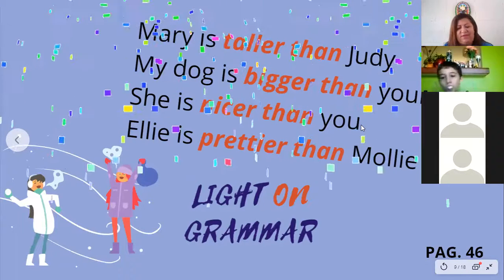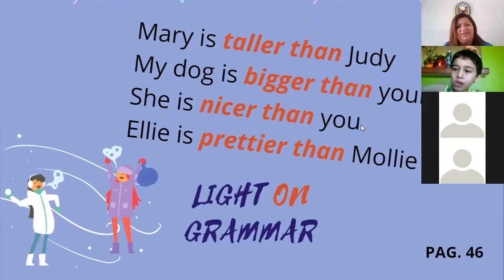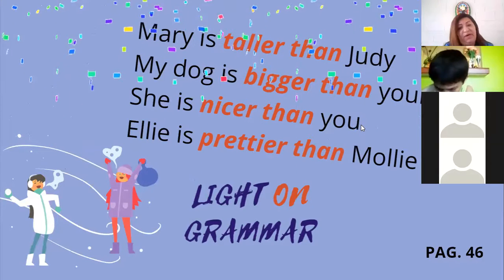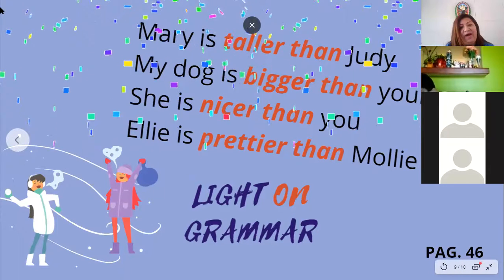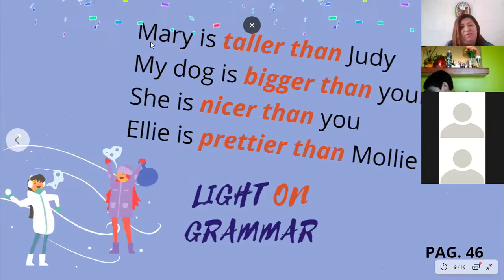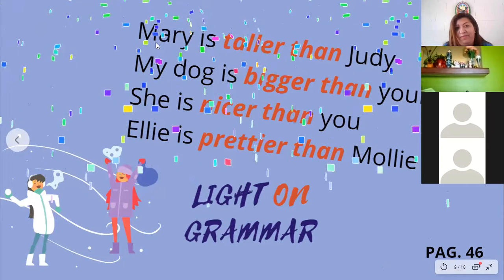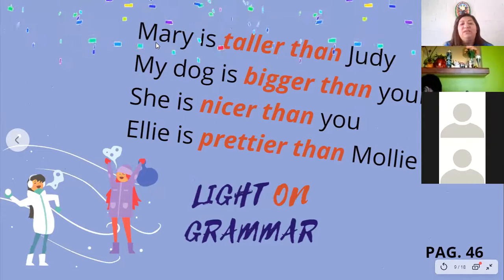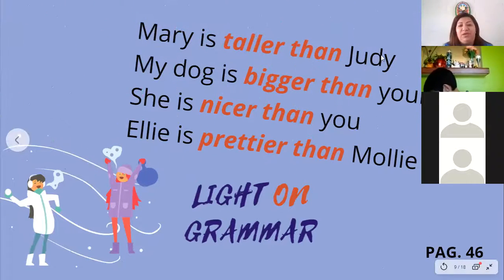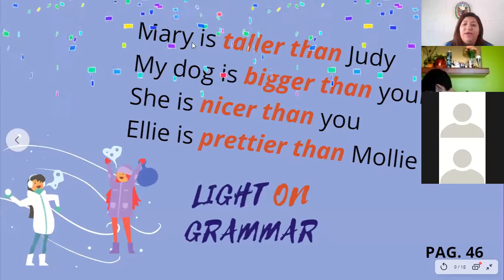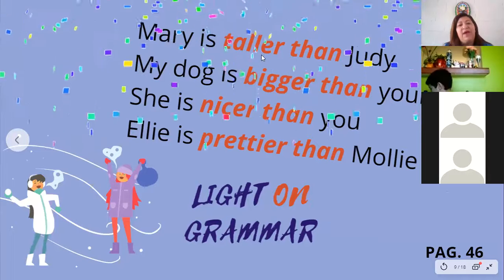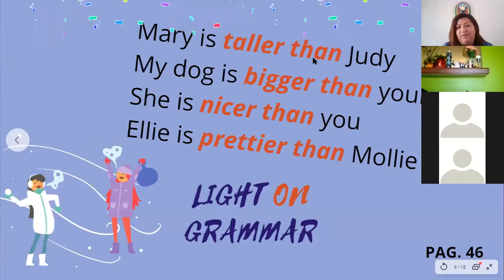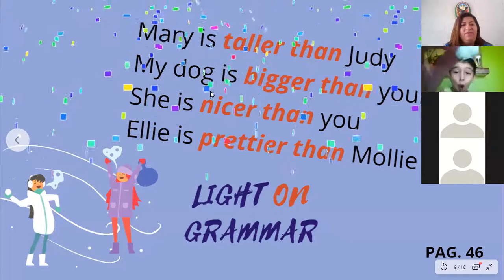Let's have a look over here. In our Light on Grammar section, page 46, we can see more examples. Here you have them. Example number 1, always comparing. Mary is taller than Judy. We are comparing Mary to Judy. And the adjective is tall. We add ER, than, because we need than to compare.